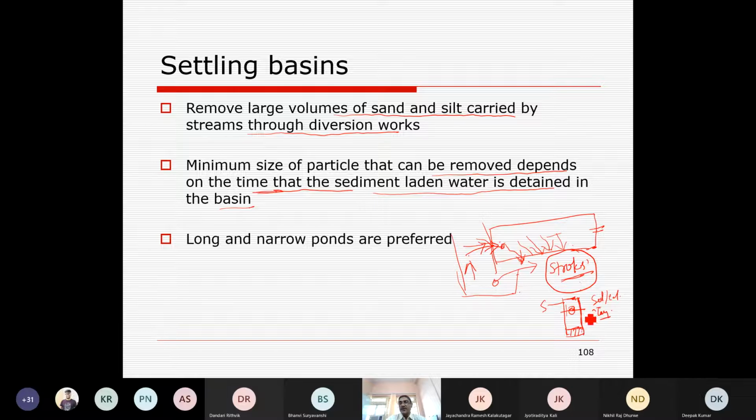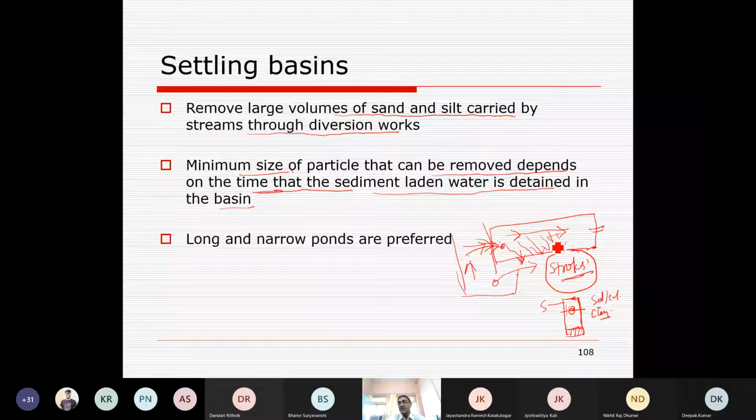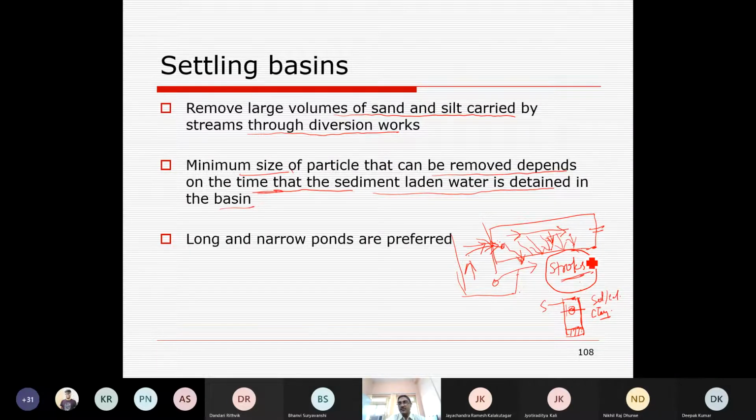So in this way, this particular settling basin is designed for a minimum size of particle, means how much time we have to move the water from here to here, within that time a certain amount or substantial portion of suspended particles will settle at the bottom of this settling basin.